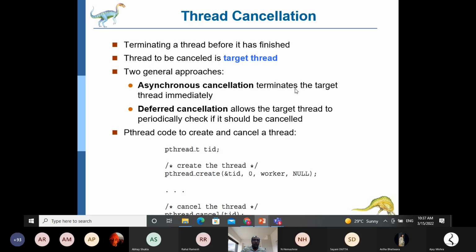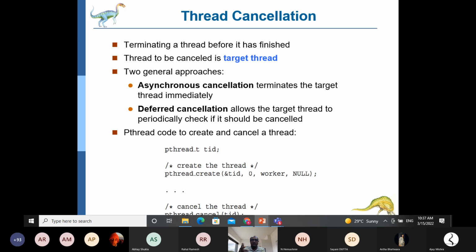And here, how do we cancel the threads? Actually, there are two different modes of cancellation. One is known as asynchronous cancellation, the other is known as deferred cancellation. Asynchronous cancellation means the desired thread that needs to be cancelled will be immediately terminated or cancelled. Deferred cancellation means it will allow the target thread to periodically check, and to terminate at a safe point.